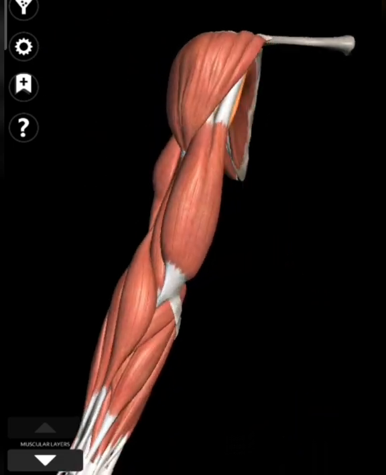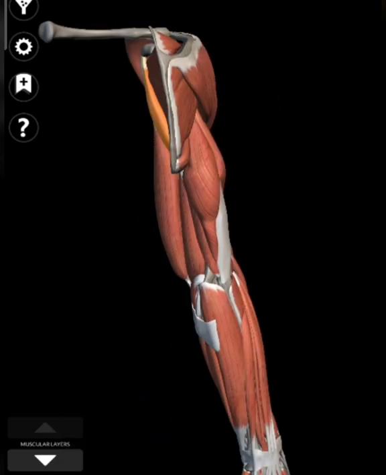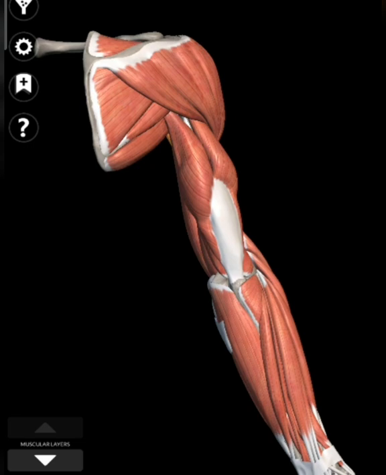Now let us look at this review. I think we have already talked about and understood these structures. So with this, I have completed my video. If I have left anything, you can comment, and now I will be coming back with the radius and ulna.